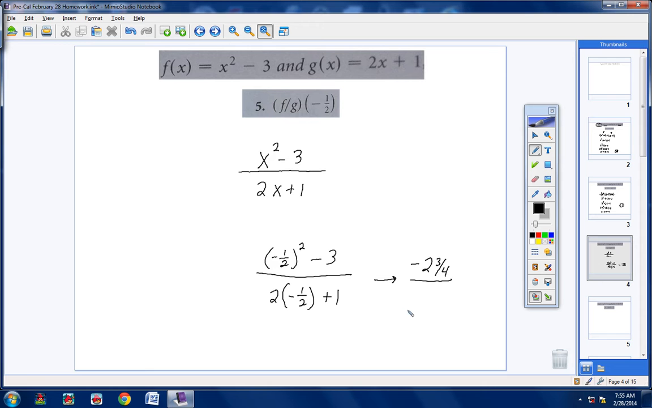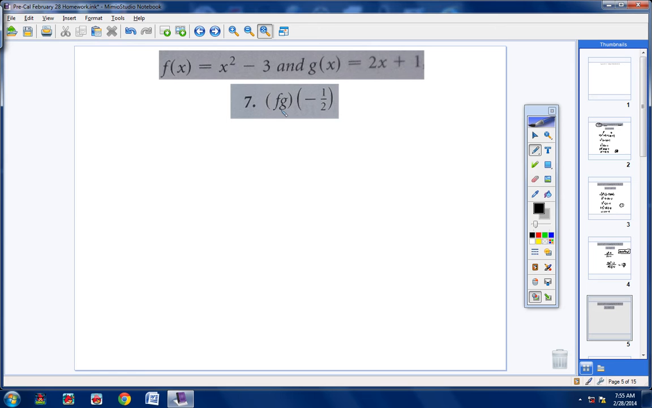In your denominator, 2 times negative 1/2 would be negative 1, and negative 1 plus 1 is, ooh, look at this, 0. And you can never have 0 in a denominator. You cannot take this any further. So the answer would be undefined. Okay? There is no solution. It is undefined. You cannot divide a number by 0. In other words, you cannot have 0 in a denominator.